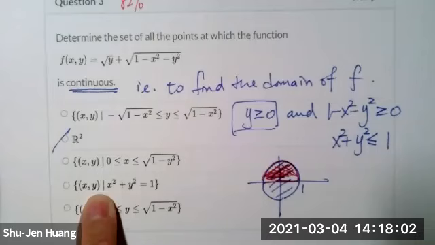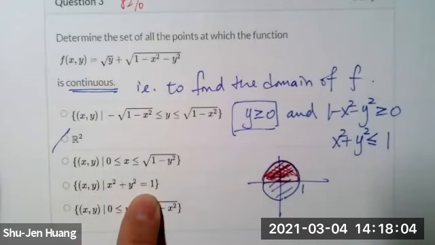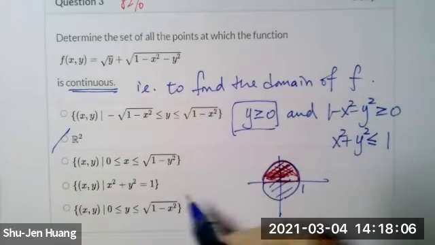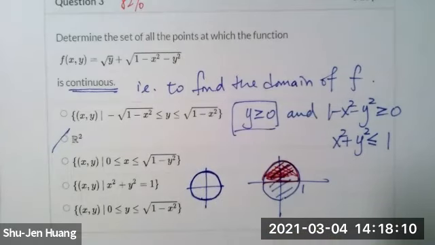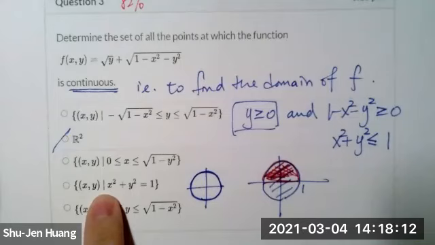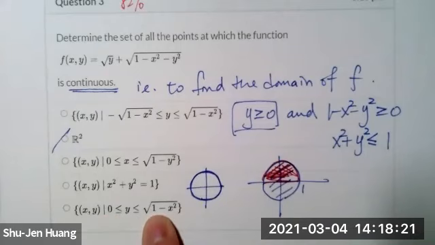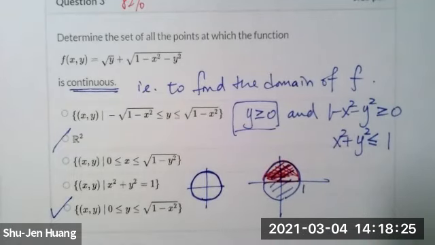The fourth one, x squared plus y squared equals 1, is not a disk, it's just a circle, only the boundary. So that's not the answer. And the last one, y is greater than or equal to 0, so this is good, and it's less than or equal to the square root of 1 minus x squared. So the last one is correct here, and it gives us the domain of the function.